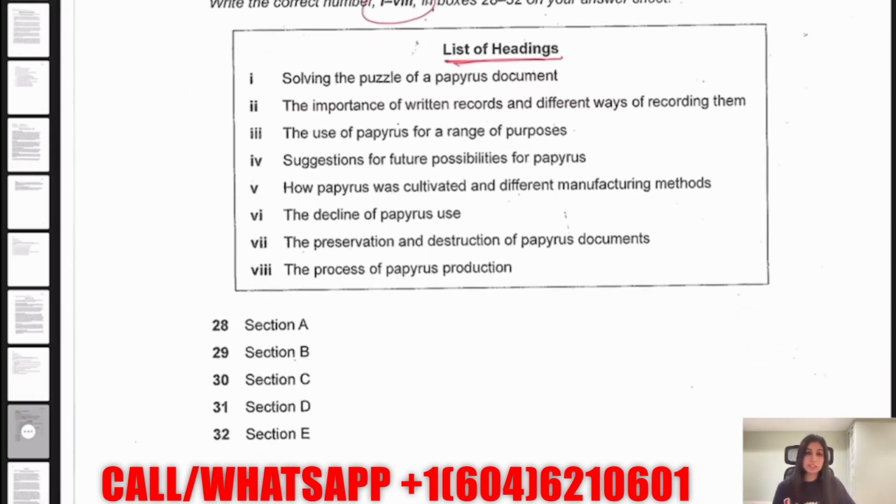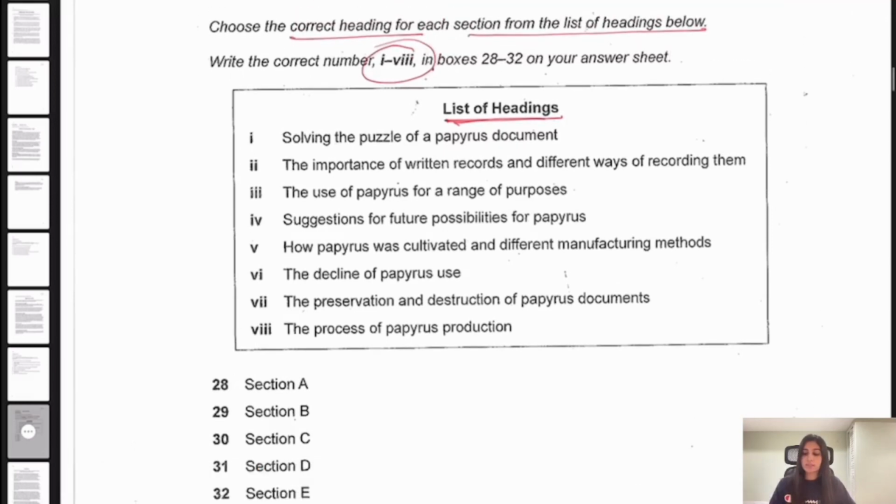However, you have a lesser number of paragraphs. You just have 5 paragraphs. So there are 3 extra headings that will go unused or that are unnecessary here. You have to keep that in mind. Some of them will not make any sense at all.